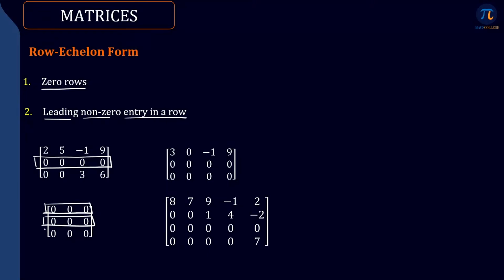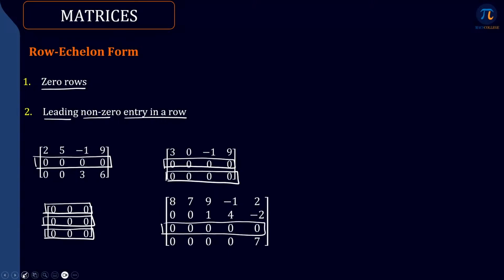This is also a zero row. This is also a zero row. Here, this is a zero row and this is also a zero row. A row containing all zeros is called zero row. Otherwise, it is called non-zero row. So, this fellow is a non-zero row. Hope the idea of zero row is clear.